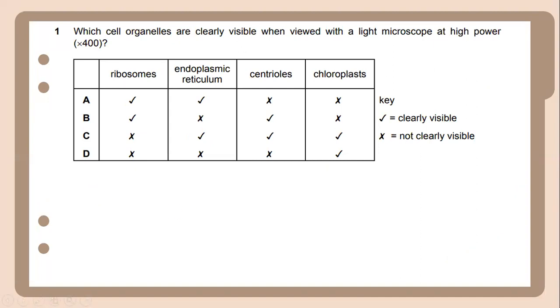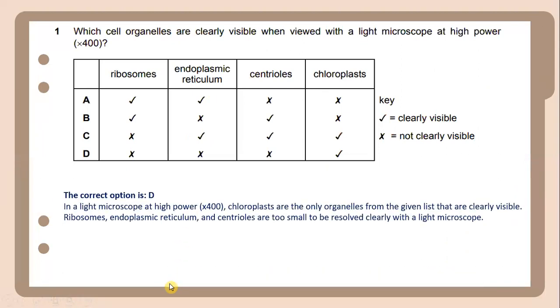Which cell organelle is clearly visible when viewed with a light microscope at higher power X400? The correct answer is D. Why? In a light microscope at high power X400, chloroplasts are the only organelle from the given list that are clearly visible. Ribosomes, endoplasmic reticulum, and centrioles are too small to be resolved clearly with a light microscope.